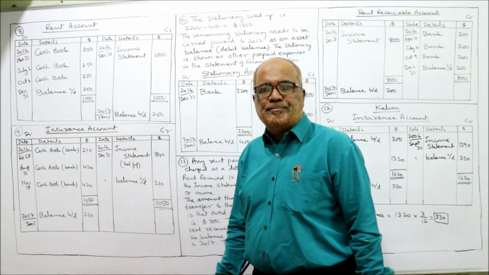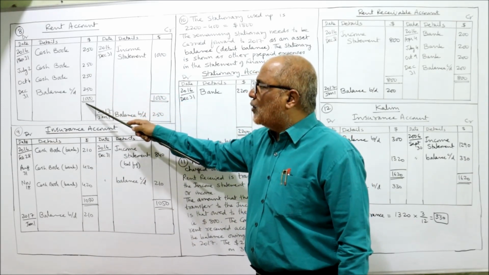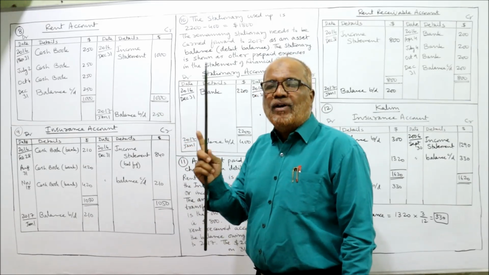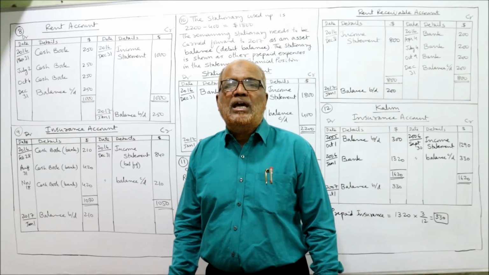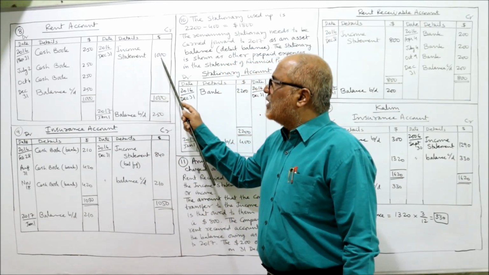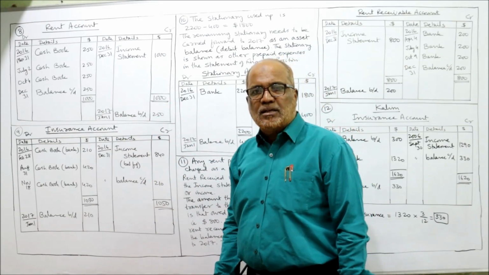Balance brought down $250. Now take the total of the debit side. 250 into 4, $1,000. The total rent for 1 year is $1,000. This will be transferred to the income statement. So credit side, income statement, $1,000. That's all. This is the end of problem number 8.